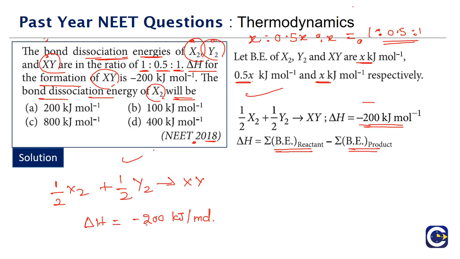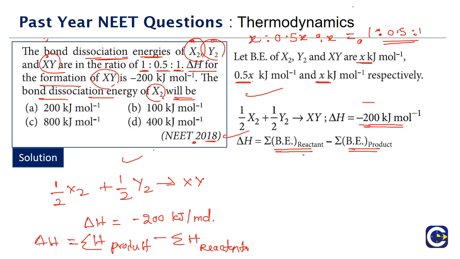Most of the time we will have the relation in terms of the product value minus reactant value. If you talk about the delta H formula in terms of enthalpies, how do we write it? It will be the sum of the enthalpies of the products minus the sum of the enthalpies of the reactants. But when it comes to bond energies, it will be the other way around. Delta H will be equal to the bond energy of the reactants minus the bond energy of the products.